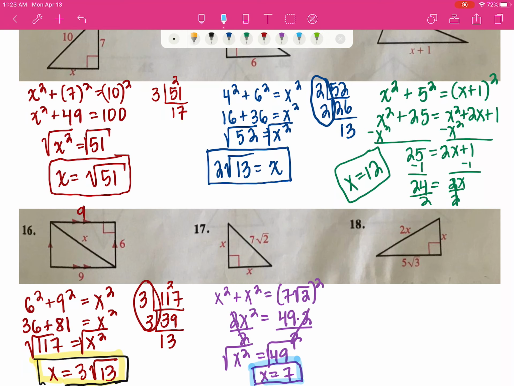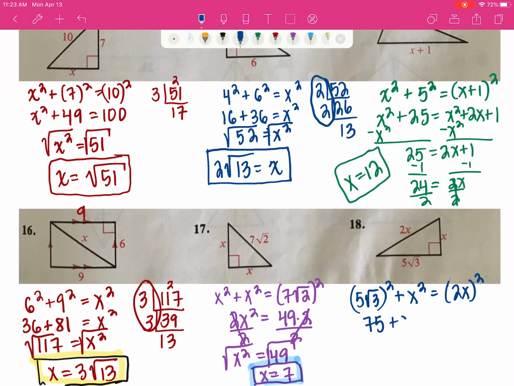Number 18. So let's see if you got that one right. Let's do this in blue. One of my legs is 5 times the square root of 3. We'll square that. The other leg is x. We square that. And that's equal to the hypotenuse squared. So I get 25 times 3. 25 times 3 is 75. Plus x squared equals 4x squared.